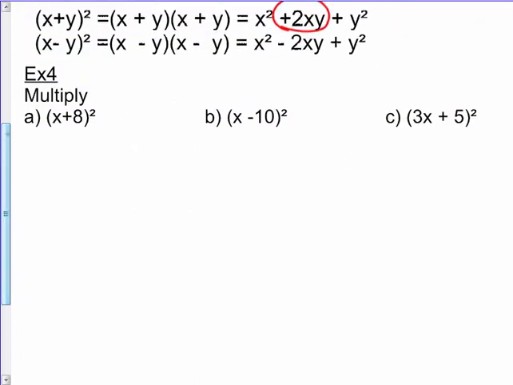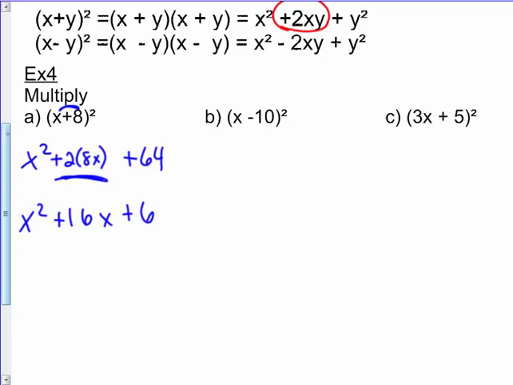In a, well, we know the first term is x squared, and the last term is 8 squared. What is the middle term going to be? Well, it's going to be 8 times x, which is 8x, and then double that. So double 8x, or 2 times 8x, is 16x. Now, I wrote it like that as 2 times 8x, but you don't have to. You could just write it as x squared plus 16x plus 64.